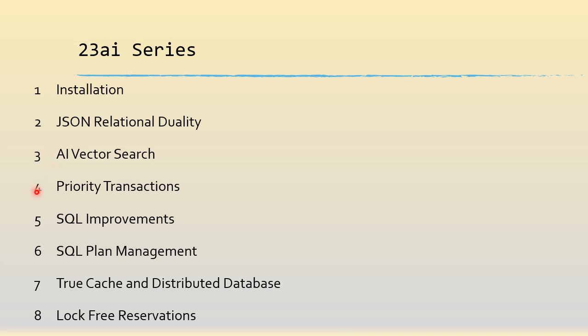Then you have features like priority transactions, SQL improvements, SQL planner management, which is very important considering production scenarios. Number seven is the true cache and distributed database feature. And number eight is the lock-free reservation to handle concurrent transactions. This we already have featured in one of the earlier videos. You can have a look at it.